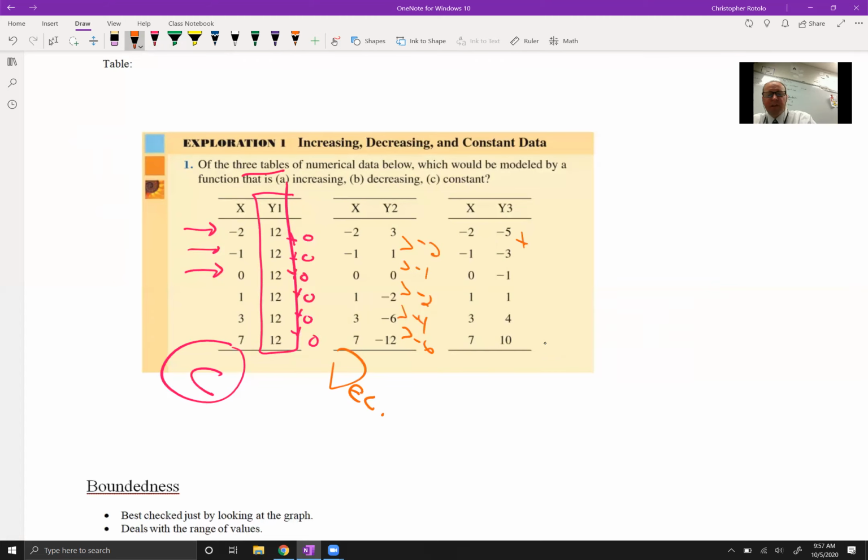And in the last one, I got +2, +2, +2, +3, +6. All right, so I don't need these to be the same. But what I notice is each and every single one of them is plus some number. So that means this function is increasing, at least from -2 to 7. So for the snapshot that we got, it's definitely increasing. Okay, so increasing, decreasing, and constant.